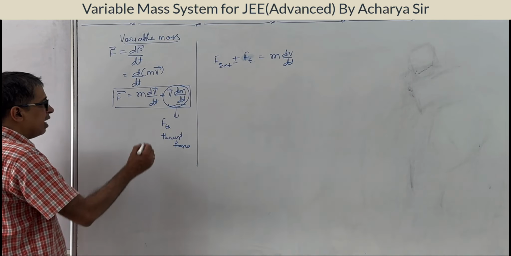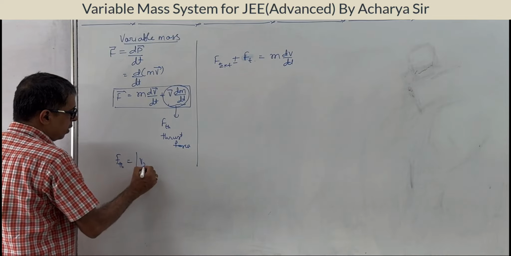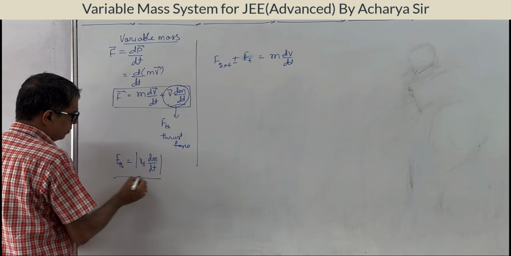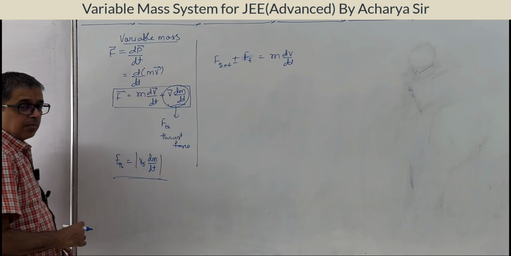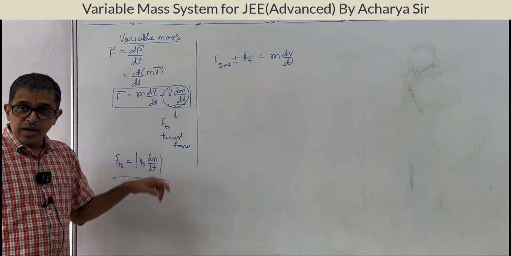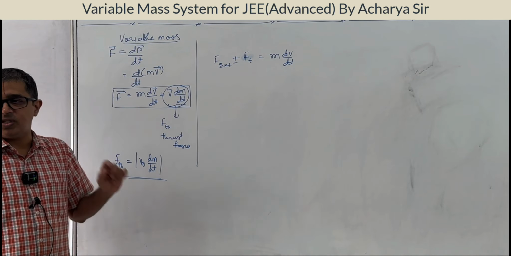Two important clarifications here: the thrust force will be Vr dm/dt. Vr is the relative velocity, relative to the original mass, and dm/dt is the rate of change of the mass.